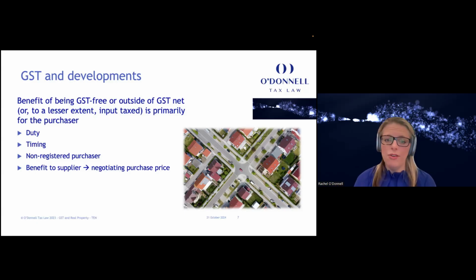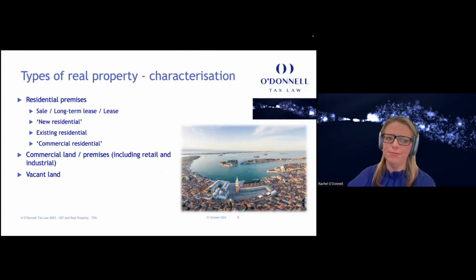There's also a benefit for a non-registered purchaser because they would not be entitled to claim any input tax credits. So it would be better for them if you have a supply that is GST free or potentially input taxed, because they wouldn't be able to claim any input tax credits anyway. So the only real benefit to the supplier is negotiating on the purchase price. So if the purchaser would like a supply to be GST free or input taxed, however it might be, then the benefit to the supplier is if the purchaser has a set amount they're willing to pay and it can be GST free, then that feeds into that negotiation.